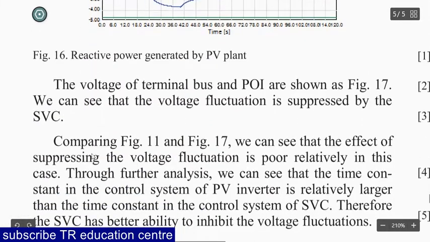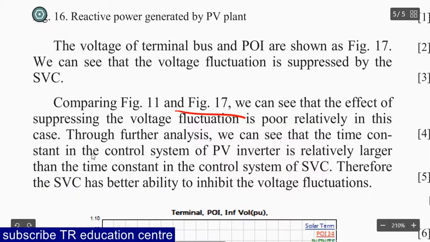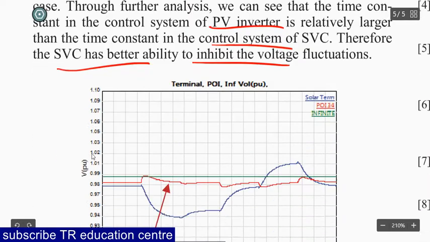So next, the voltage of the terminal bus and POI are shown in the figure. We can see the voltage fluctuation is suppressed by SPC. Comparing figure 11 and figure 17, we can see that the effect of suppression of voltage fluctuation is relatively poor in this case. Through further analysis, we can see that the time constant in the voltage control system of the PV inverter is relatively larger than the time constant in the control system of SPC. Therefore, SPC has better ability to inhibit the voltage fluctuation.